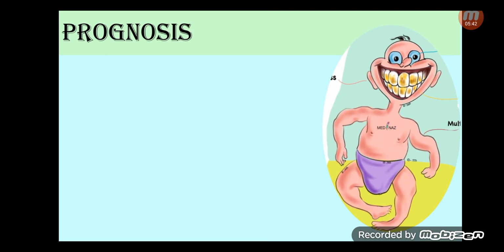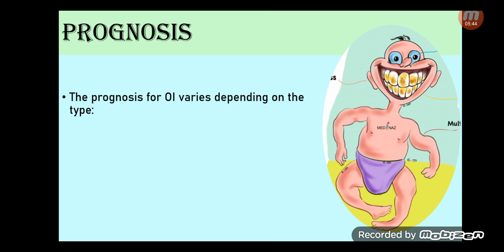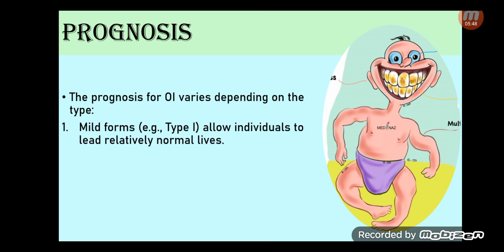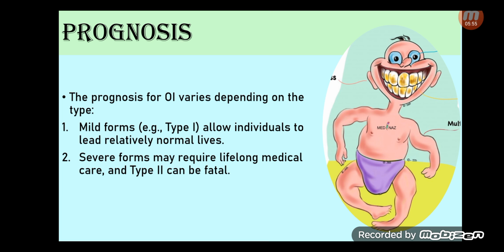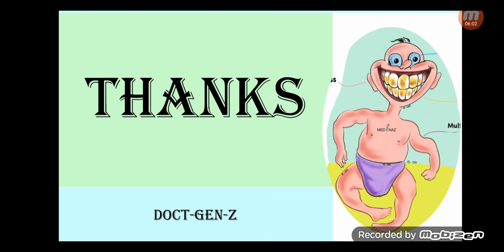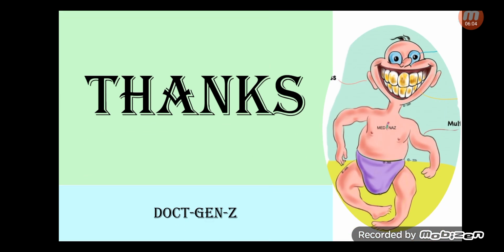Now we will talk about prognosis of osteogenesis imperfecta. The prognosis of osteogenesis imperfecta varies depending on the type. Mild form, that is type 1, allows individuals to lead relatively normal lives, but when there is severe form, it may require lifelong medical care, and type 2 can be fatal. So this was all about osteogenesis imperfecta.